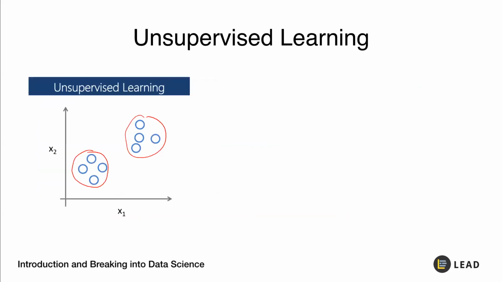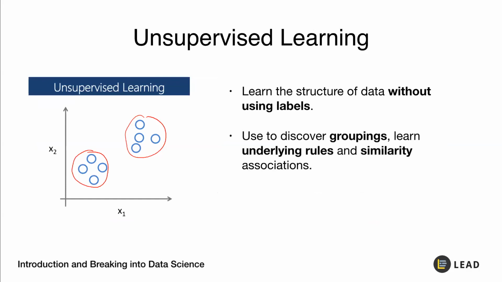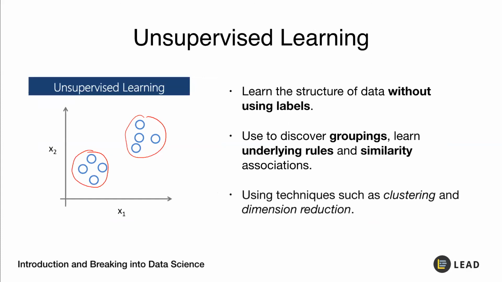Let's look at the unsupervised learning methods as well. Unsupervised learning methods are useful when we don't have the ground truth, meaning that you don't have any labels for the data. We don't have access to those training label data. So we learn the structure of the data without using any labels. It's a total opposite of supervised learning. We often use unsupervised learning to discover groupings and to learn underlying rules and similarity associations from our data set. The common unsupervised learning algorithms are clustering and dimension reduction.